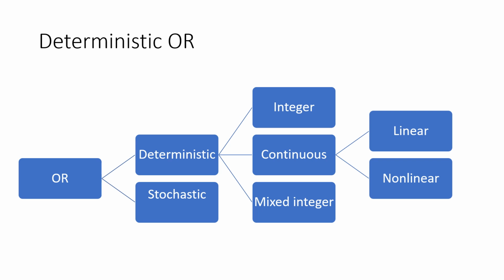models have three types: integer, continuous, and mixed integer. Integer, basically numbers can take only integer values. Continuous can take any value, or its domain is the real numbers. And mixed integer, basically the variables of the problem can be integers and real numbers. Finally, continuous can be linear or nonlinear models. We will talk about that in more detail in the future.